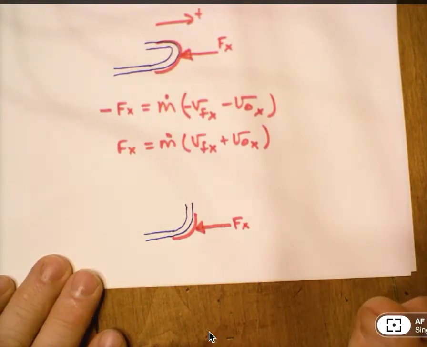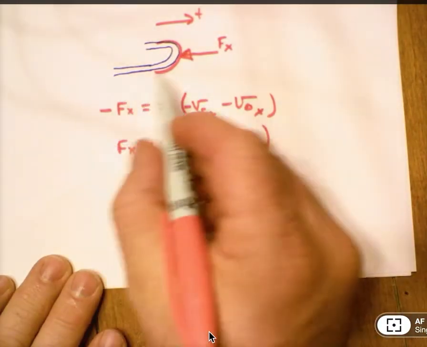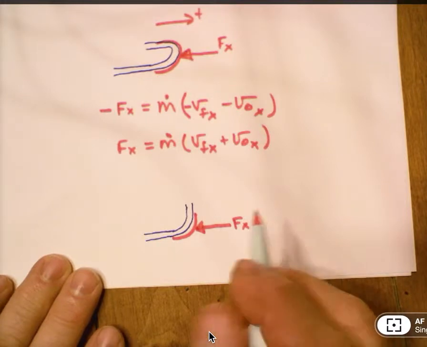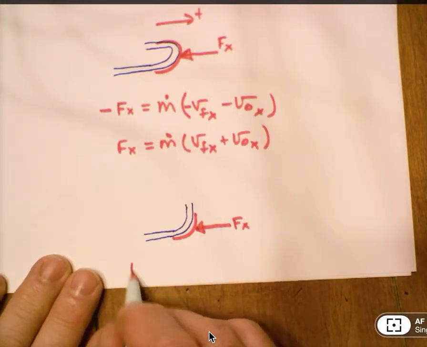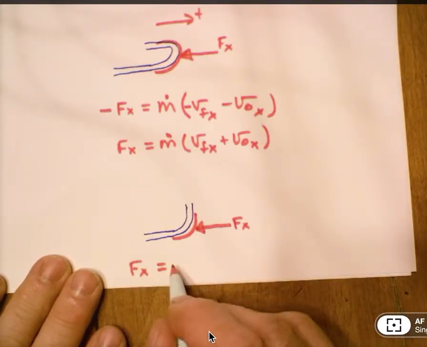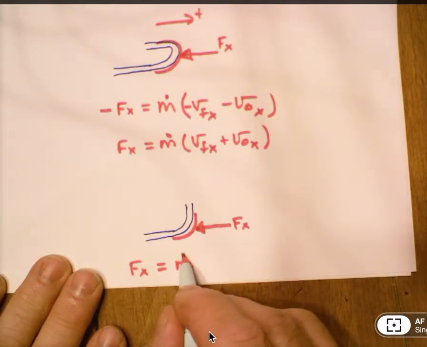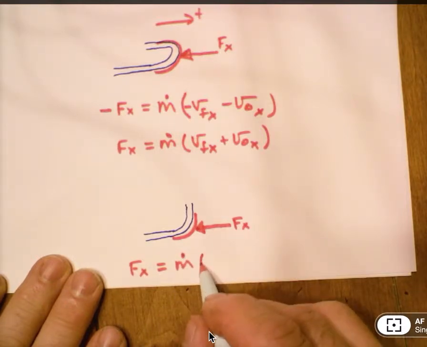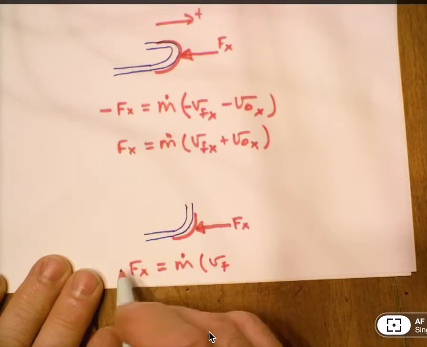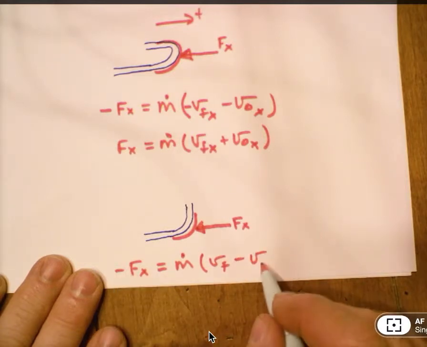My intuition tells me it's going to be less. That to turn that water all the way around would take more force. Well, let's try it. Force in the X equals mass flow rate times final velocity in the X minus initial velocity in the X.